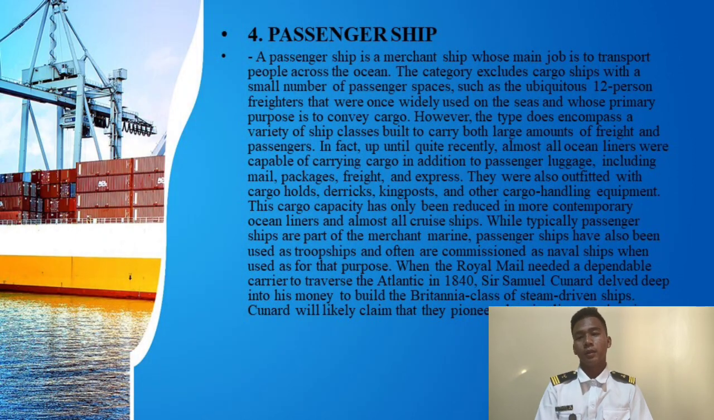The fourth one, the passenger ship. A passenger ship is a merchant ship whose main job is to transport people across the ocean. The category includes cargo ships with a small number of passenger spaces, such as the ubiquitous 12-person freighters that were once widely used on the seas and whose primary purpose is to convey cargo. However, the type does encompass a variety of ship classes built to carry both large amounts of freight and passengers.